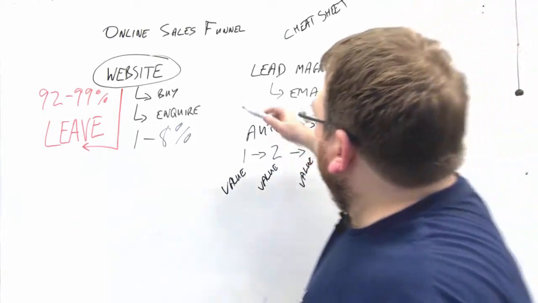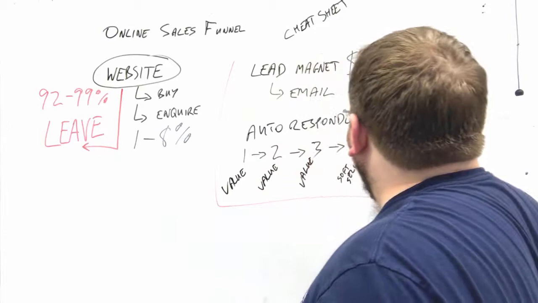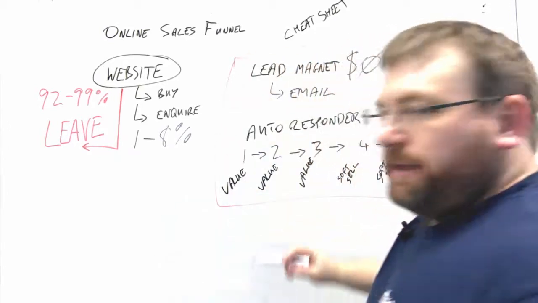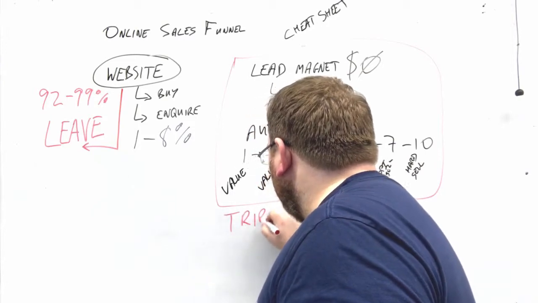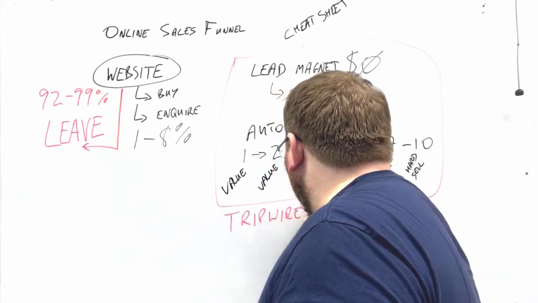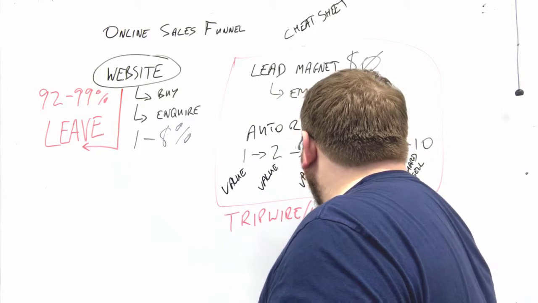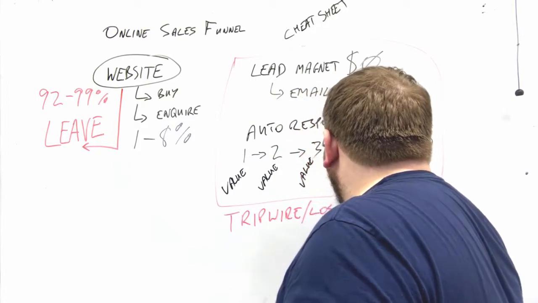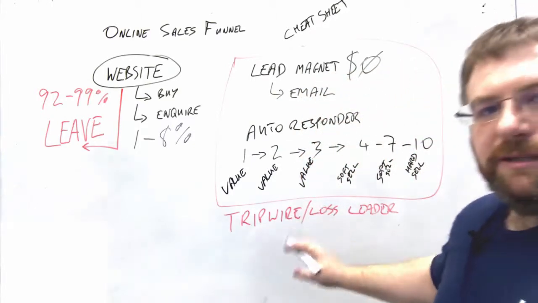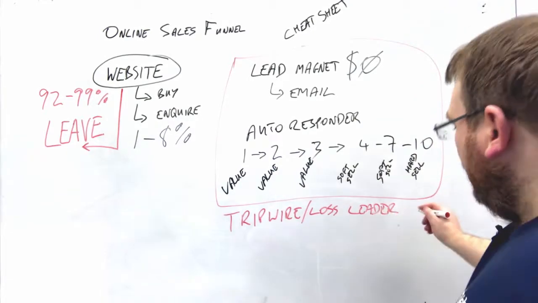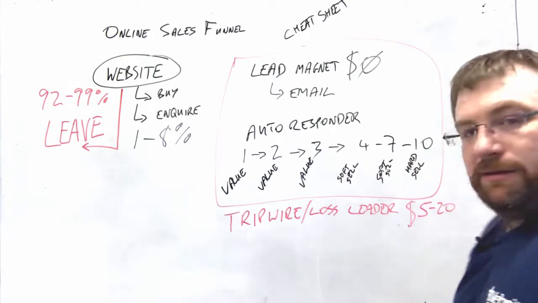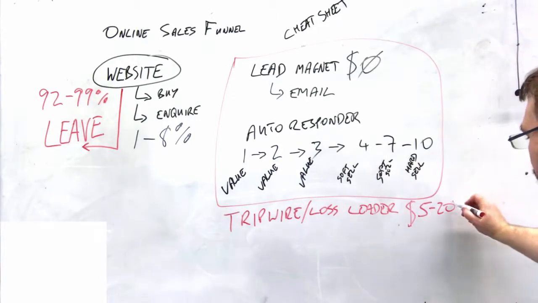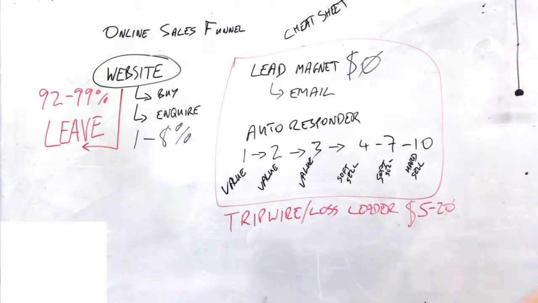So that's the first component, the lead magnet. Then the next thing is what we'll call a tripwire, or loss leader. Now, this tripwire loss leader is typically between $5 and $20. So can you see that? Yeah, it's not off the edge of the screen, good. Okay, so it's typically between $5 and $20.